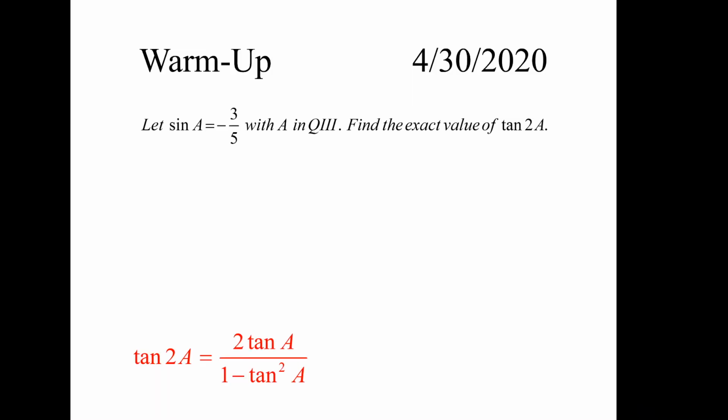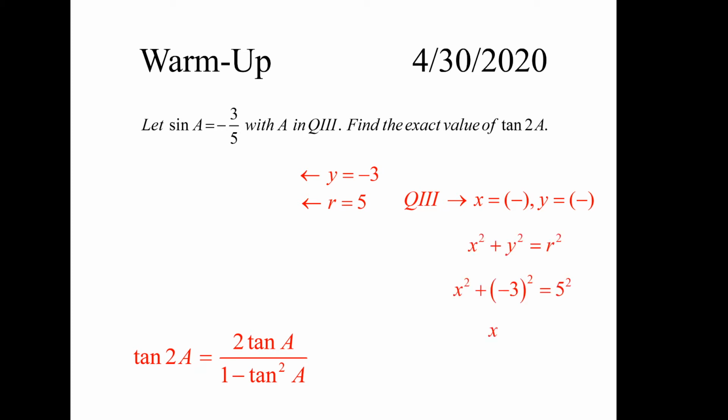Let sine A equal negative 3/5 with angle A in quadrant 3. Find the exact value of tangent of 2A. The formula for tangent of 2A is 2 tangent A over 1 minus tangent squared of A. First, you want to find the missing x value. Angle A is in quadrant 3, so the missing x value is negative. Using the Pythagorean theorem, we find x is negative 4.